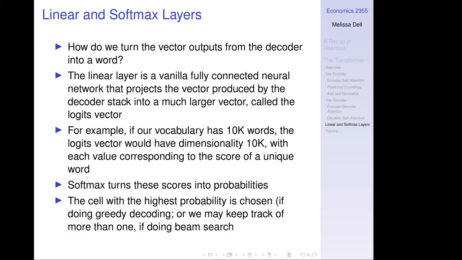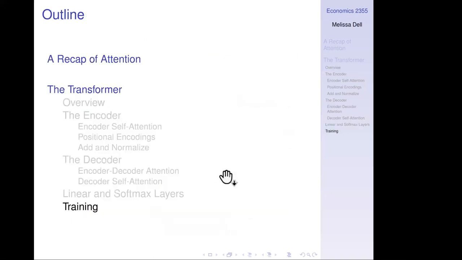And then you softmax to turn those into probabilities, and the cell with the highest probability is chosen, at least if you're using greedy decoding. If you're doing beam search, you may keep track of more than one. And that's it. This is just a vanilla fully connected layer that's taking us from those dense representations into a probability for each word in our vocabulary.